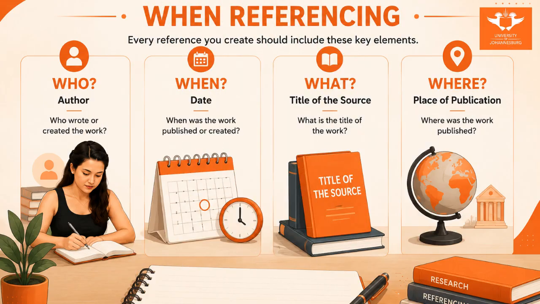When creating a reference list, there are four elements which you need to consider. The first element is who. Who is the author of that source? When? The date which the source was published. What? What is the title of the source? And lastly, where? Where was the source published?